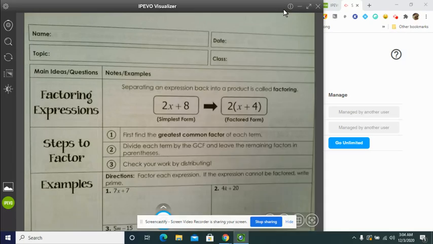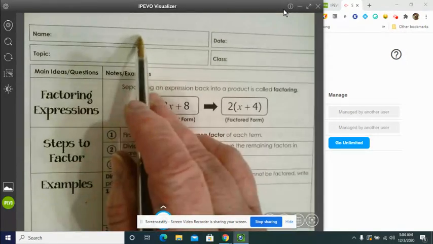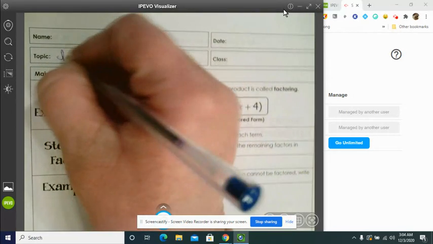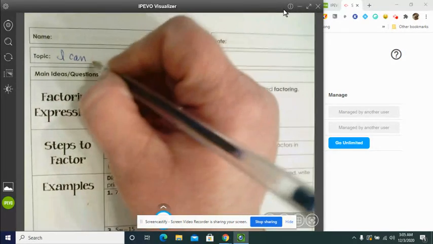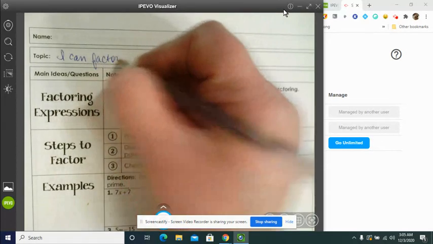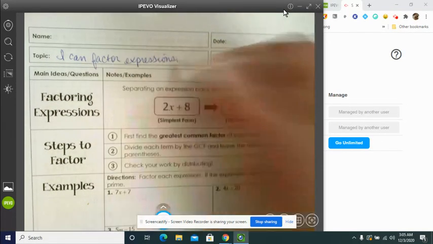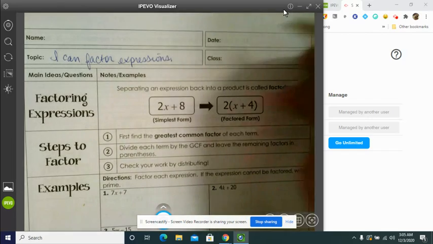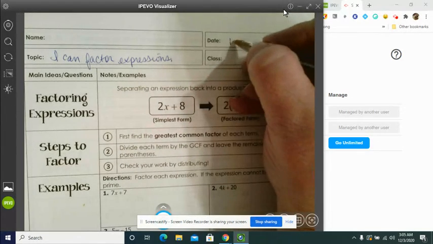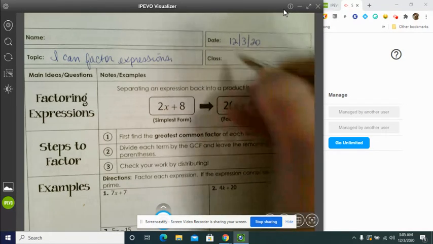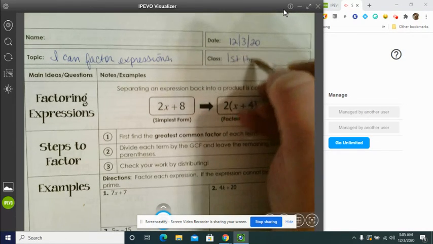So first of all, go ahead and put your name on the paper like normal. We're going to put our I can statement. I can factor expressions. And today's date, that would be 12/3. And this is first hour.